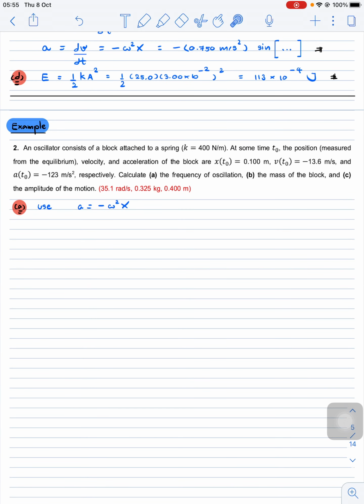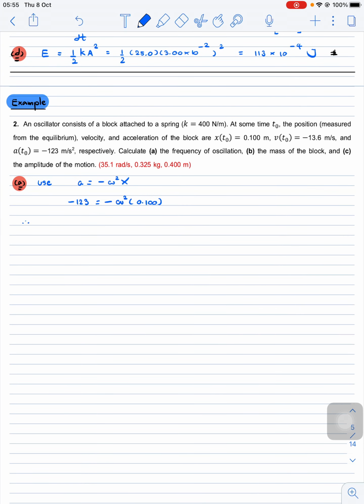So now let's just plug in this x and this expression. We have a equal to negative 123 equal to negative omega squared, and then times the x, which is 0.100. So then we can see that omega is just equal to the square root of 123 over 0.100, square root. Then the answer is 35.1 radian per second.